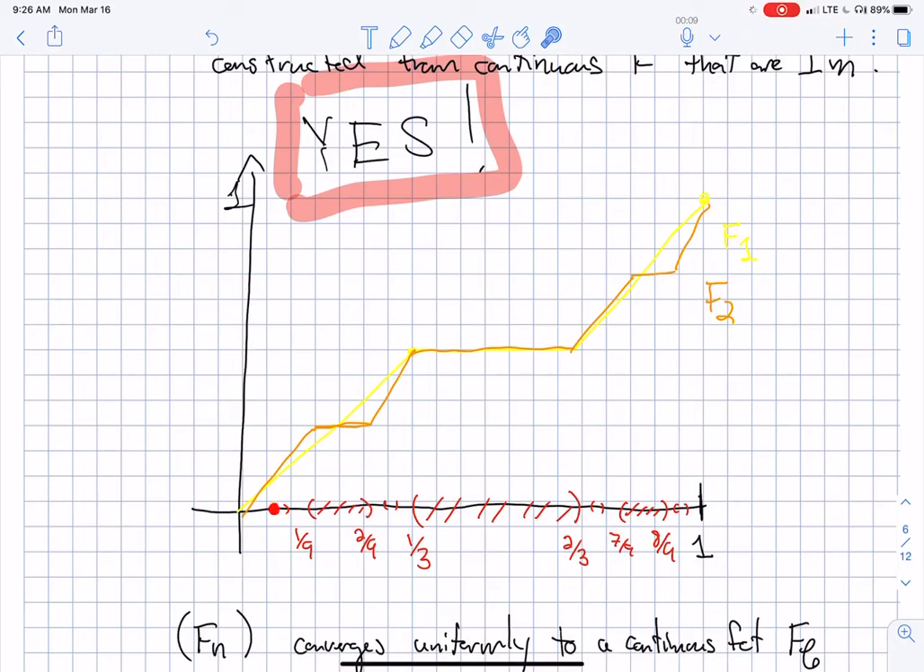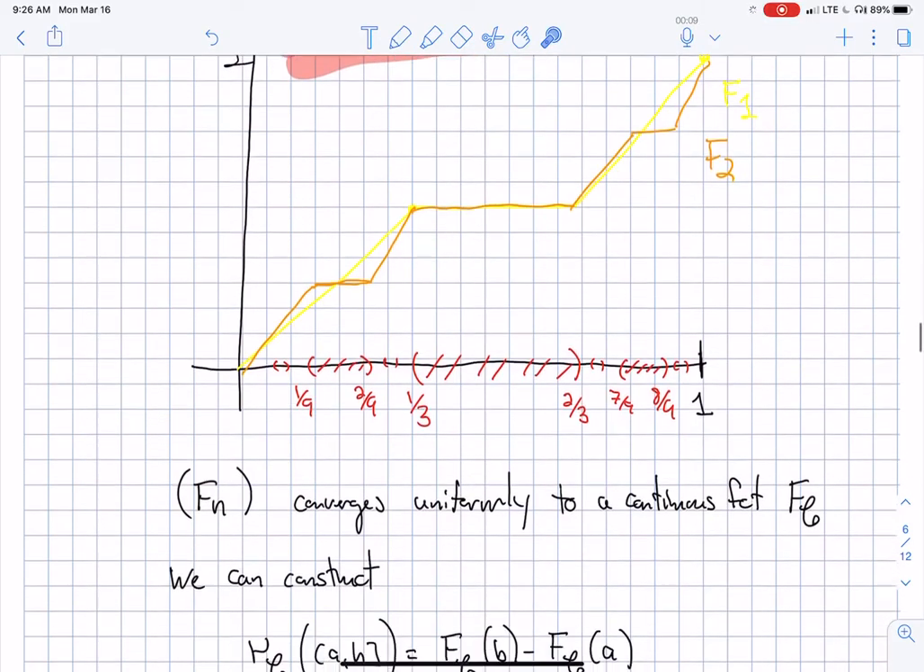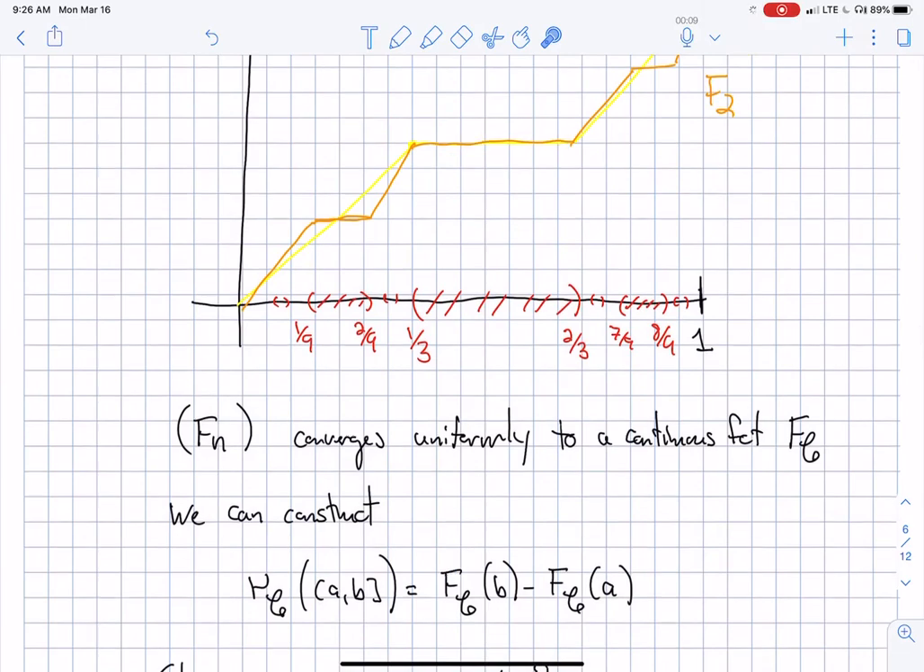So the next step, f3, would be removing the middle third of what's remaining. Remove that, put the function constant everywhere on the complement, and then do a linear function. So by construction, you get a sequence of continuous functions. These are continuous, they are increasing, and they converge uniformly.